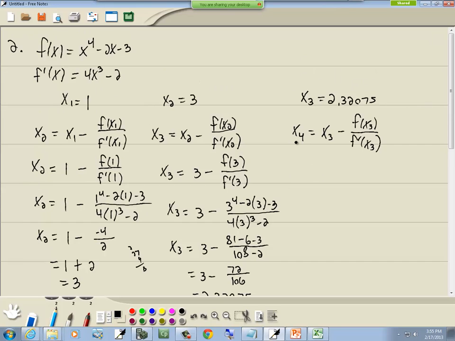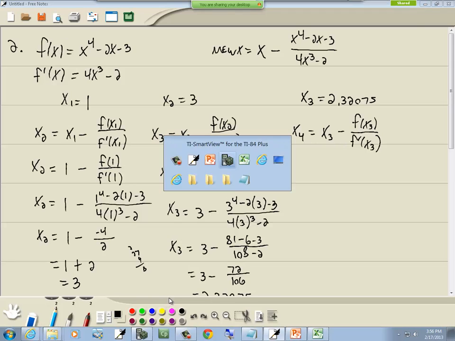Well, let's see how to do it with technology. Okay, let's go over to Excel. And now remember what our formula is going to look like. Our formula looks like the new x is going to equal our old x minus f of x, which is this right here. So we've got x to the 4th minus 2x minus 3 over f prime of x, which is 4x to the 3rd minus 2.